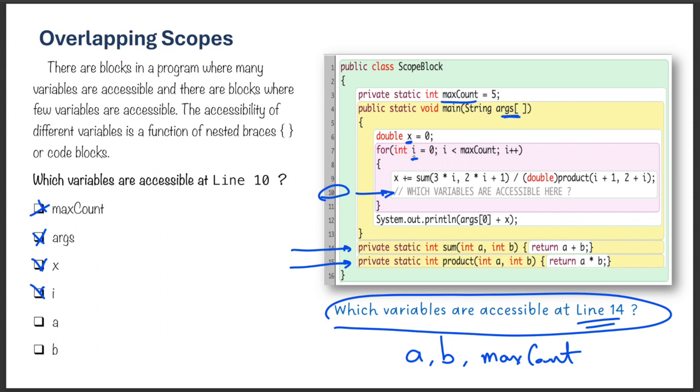They have their own block of braces here, but they're inside the green block, so that means that maxCount is accessible inside the method sum. It's also accessible inside the method product.